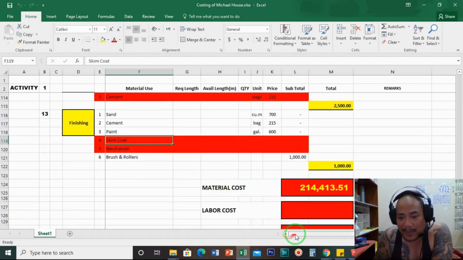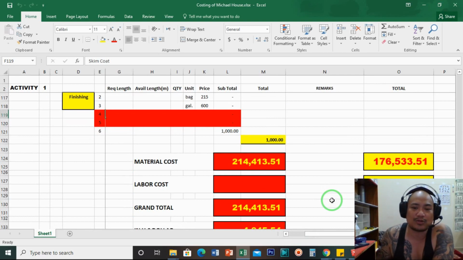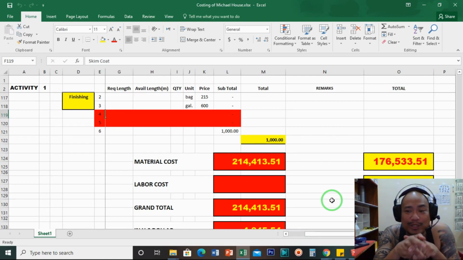So approximately the material cost of this house is 200,014. Not yet included, this is the tricky part, is the labor cost. Why did I not include the labor cost? Because we are the ones who will work on this house for free.